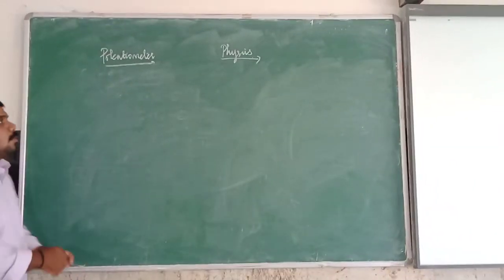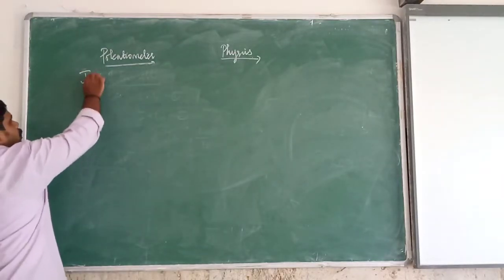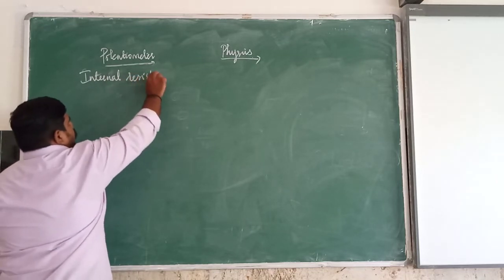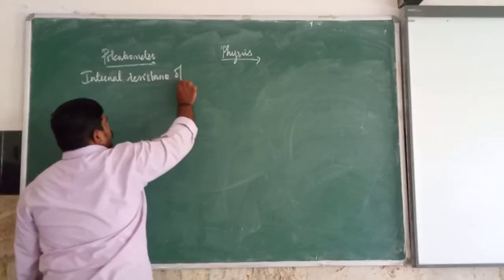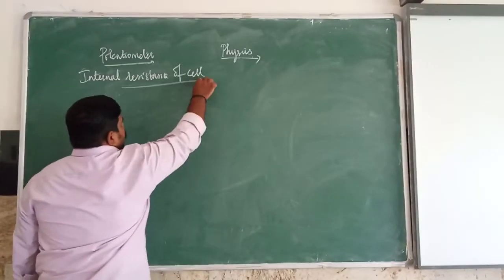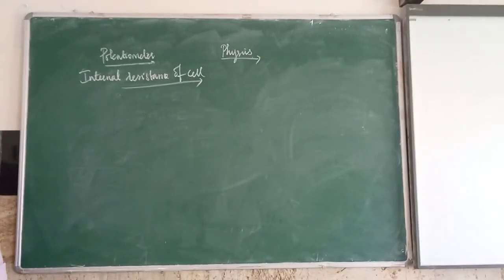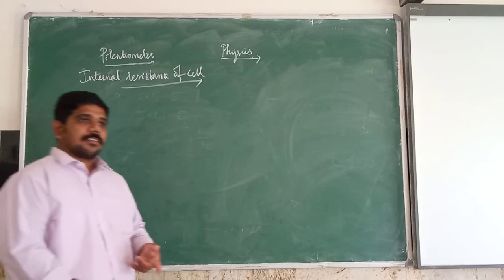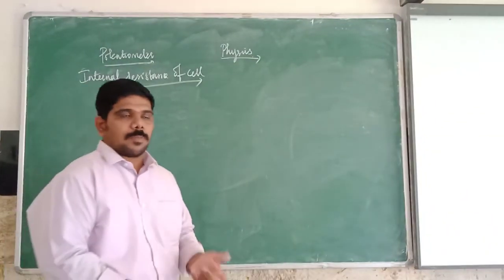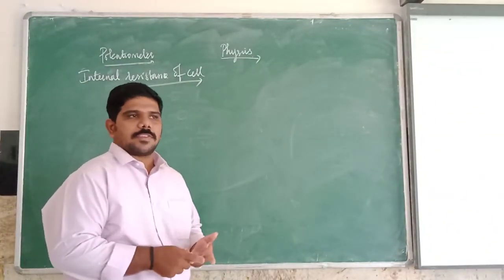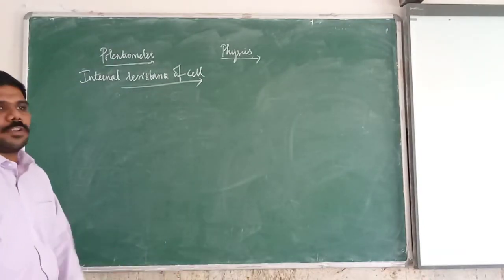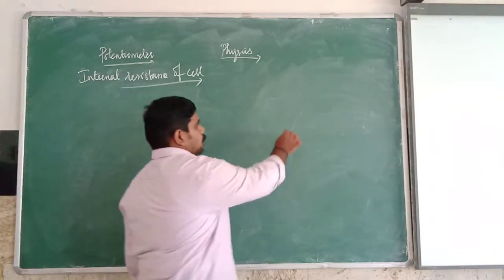Internal resistance of a cell using potentiometer. What is that? Already we learned internal resistance of a cell using voltmeter. That will be one of the important questions. This will be another important question: internal resistance of a cell using potentiometer. Okay.